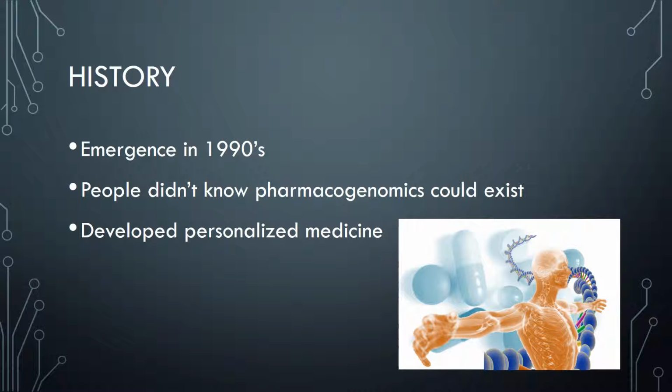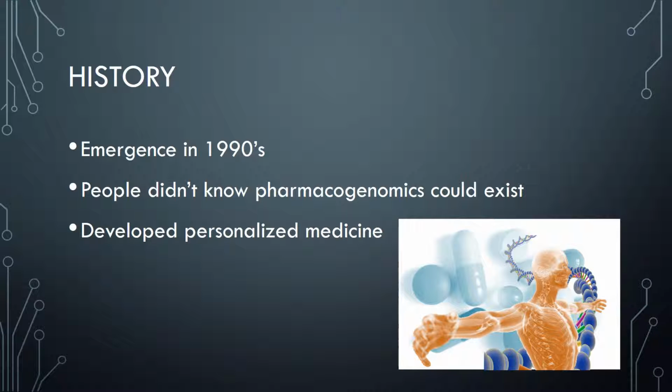So now that you are familiar with what pharmacogenomics is and some of the technology that goes along with it, we will talk a little bit about the history of it. Pharmacogenomics wasn't really popular until the 1990s. People were so focused on pharmacogenetics that researchers really didn't know that pharmacogenomics could be a reality. The major breakthrough for pharmacogenomics was the Human Genome Project. This project allows scientists to map the entire human genome.